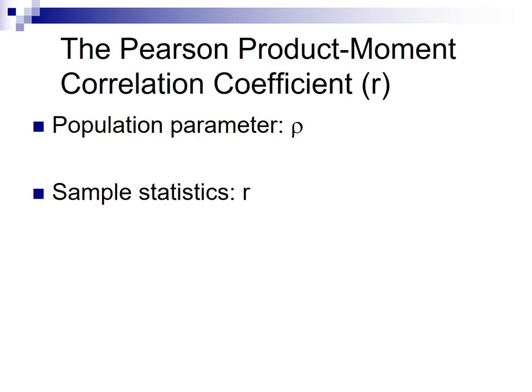The solution is to compute the Pearson product moment correlation coefficient R. Simply, we just adjust the covariance by the standard deviation of x and the standard deviation of y. That is the R. R equals the covariance of xy divided by the standard deviation of x multiplied by the standard deviation of y.